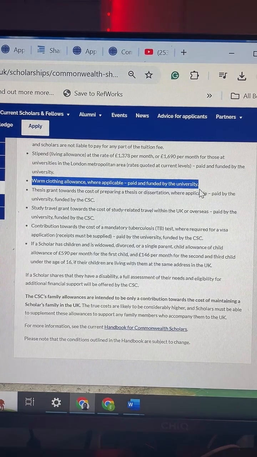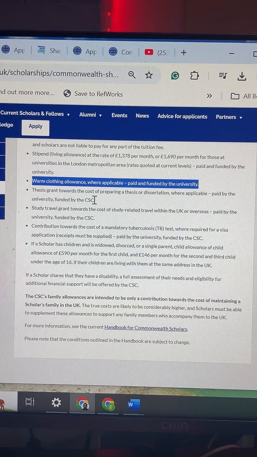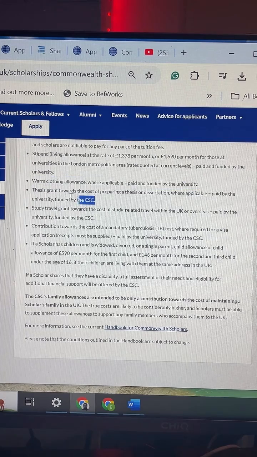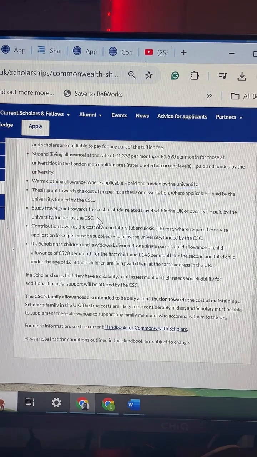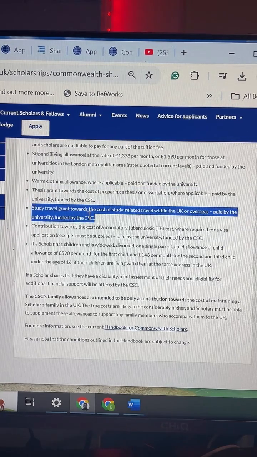You will also be given a warm clothing allowance as well. So in the UK, the weather is a bit cold, and so you will be given some clothing allowance for you to get all those jackets. And then if your thesis requires for you to pay any fees or any money, the Commonwealth Shared Scholarship will also cover that.